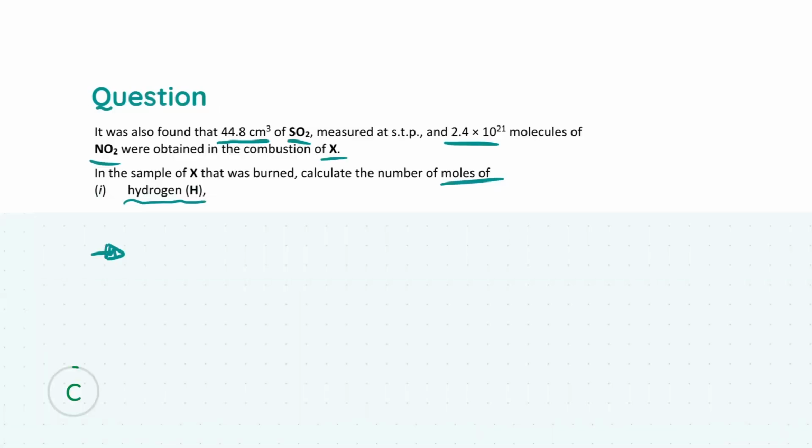So what do we know already? We know that 0.018 mole of water was associated with this reaction involved with X. And we're asked to find the number of moles of hydrogen present in this substance X. As we know, hydrogen's base state is H2, as hydrogen is a diatomic element.